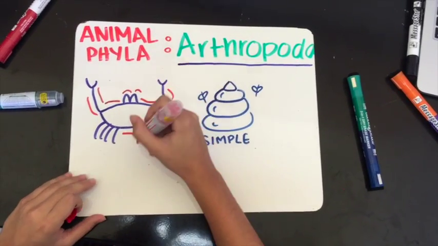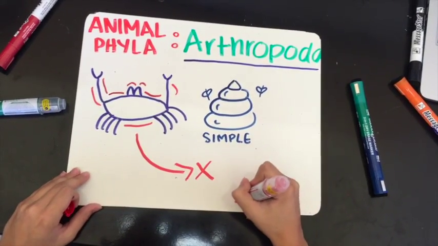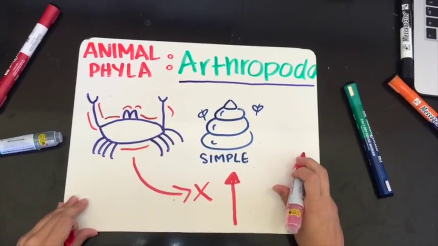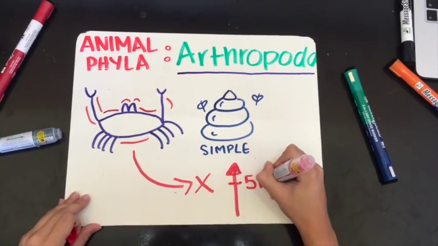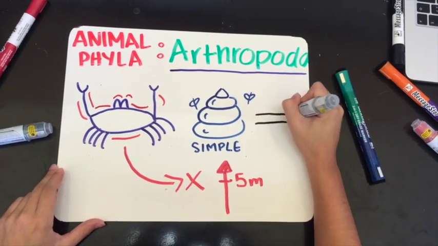A unique characteristic they possess is that they have an exoskeleton made out of chitin. They shed their exoskeleton, making them vulnerable, but they cannot grow to a very large size because they are limited. They also have jointed appendages, just like humans, for example, our knee.